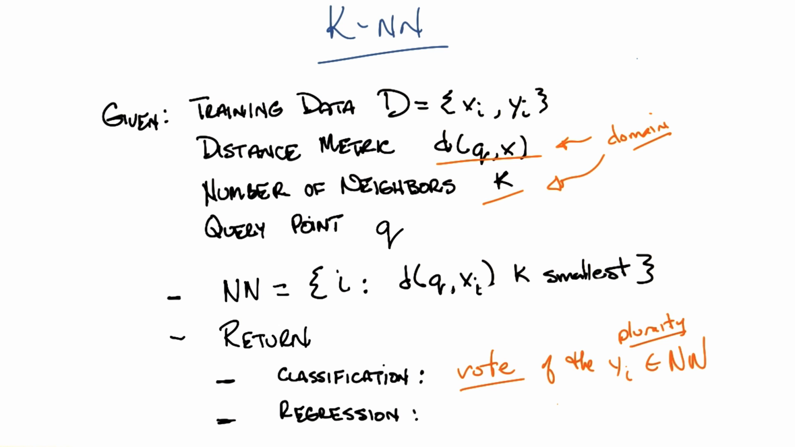And it seems like if you have a pile of numbers and have to return one, a standard thing to do would be to take the average or the mean. Yeah. So let's just simply take the mean of the yi's. And at least there you don't have to worry about a tie.